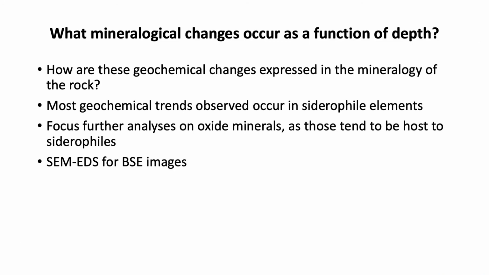So what mineralogical changes are we seeing in the cores as a function of depth? How are these geochemical changes that we see in the portable XRF data expressed in the mineralogy of the rock? So most geochemical trends observed occur in the siderophile elements, so we're focusing further analyses on the oxide minerals, as those tend to be the host to siderophiles. So I took thin sections that I collected from the cores and brought them to the SEM EDS for some backscatter electron imaging to see the relationship and textures within the oxide minerals.